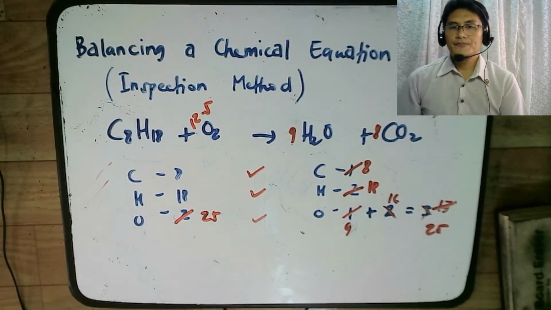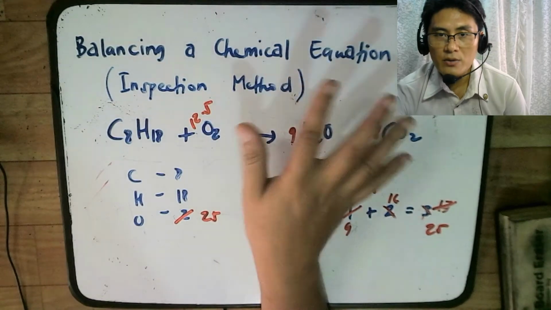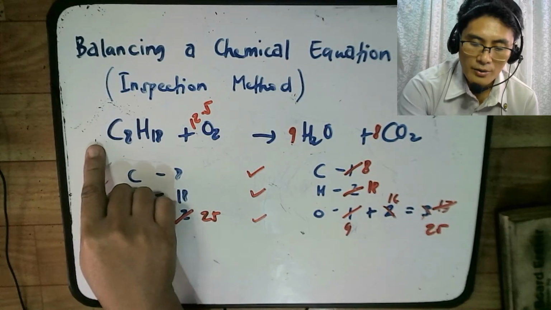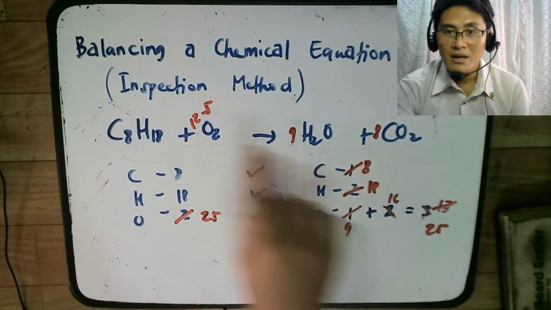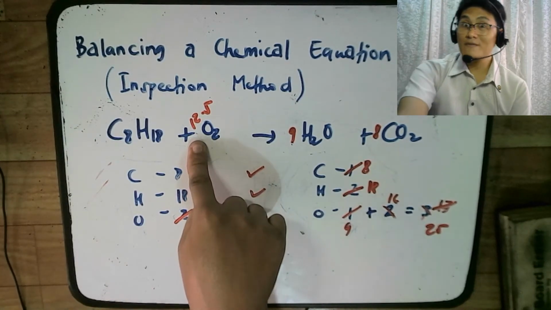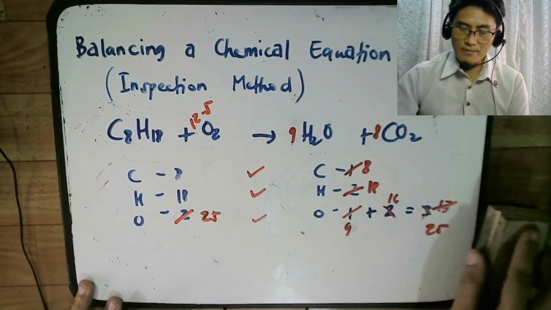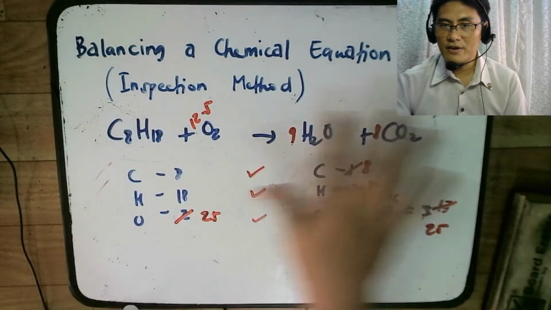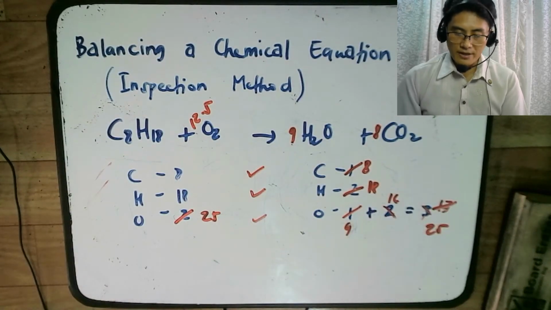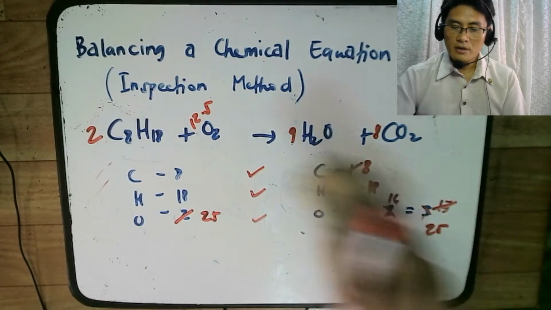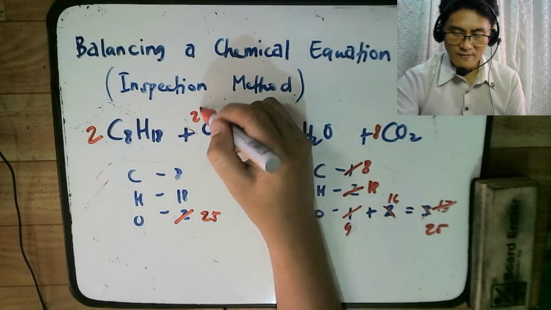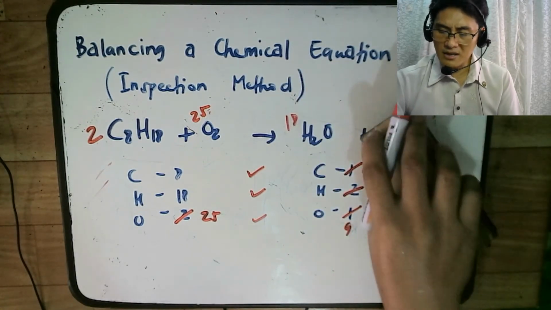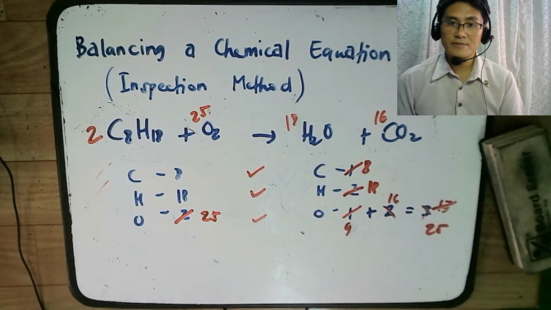Okay, but again, writing a balanced chemical equation has a convention, and the convention is it must be in whole numbers. So it must be whole number, whole number, whole number, whole number. In this case, it's not whole number. This is 12.5, right? So you have to multiply it with something that would make it whole number. So again, I'll multiply everything by 2. So if I multiply everything by 2, this becomes 2. 12.5 becomes 25. 9 becomes 18. And 8 becomes 16.